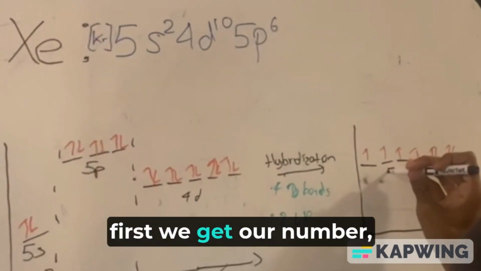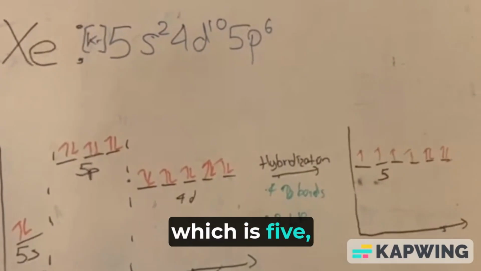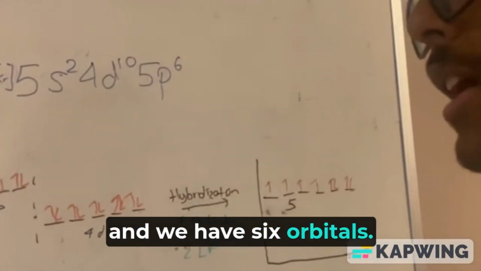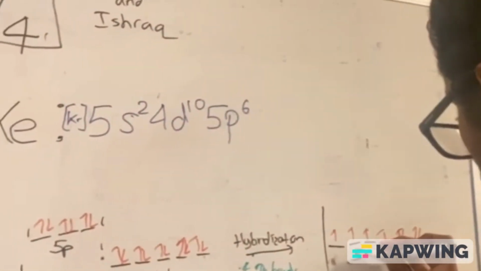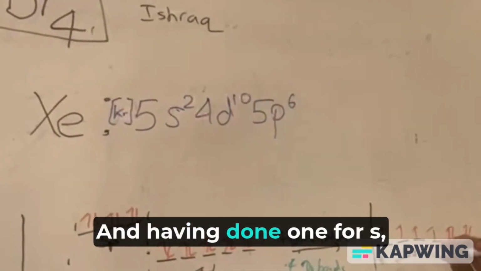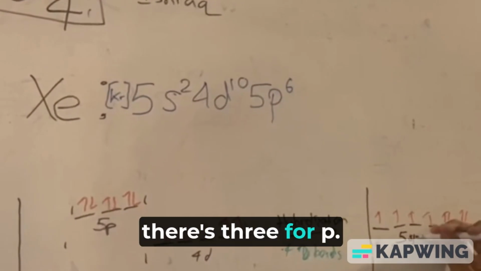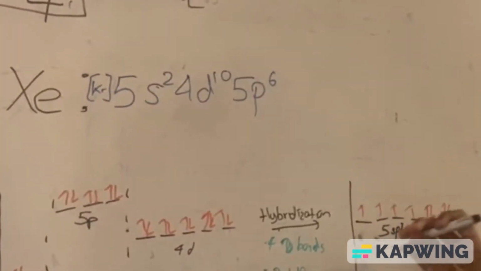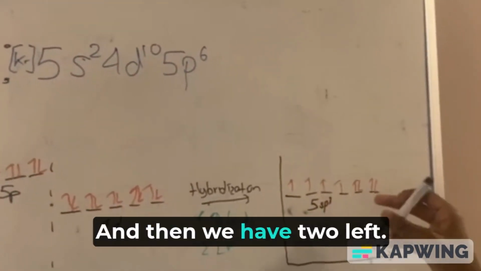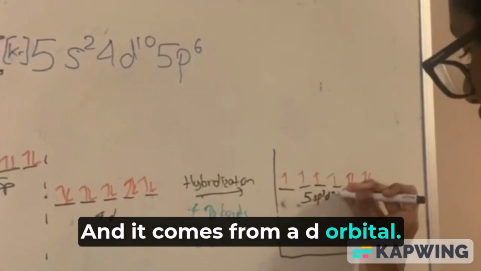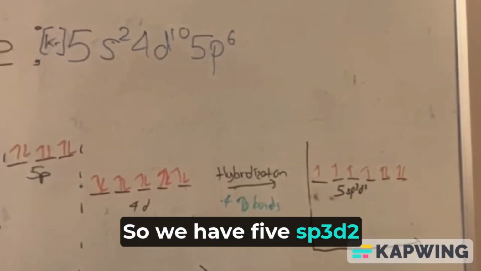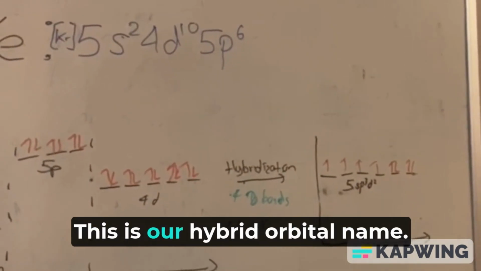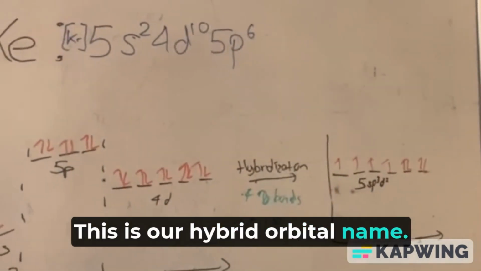And to label it, first we get our number, which is 5. And we have 6 orbitals, so let's do 1 for s. And having done 1 for s, there's 3 for p. And then we have 2 left, and that comes from a d orbital. So we have 2 in d. So we have 5sp3d2. This is our hybrid orbital name.